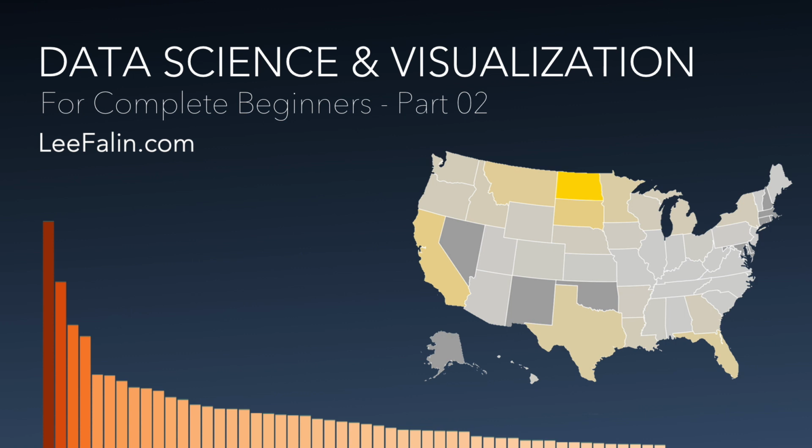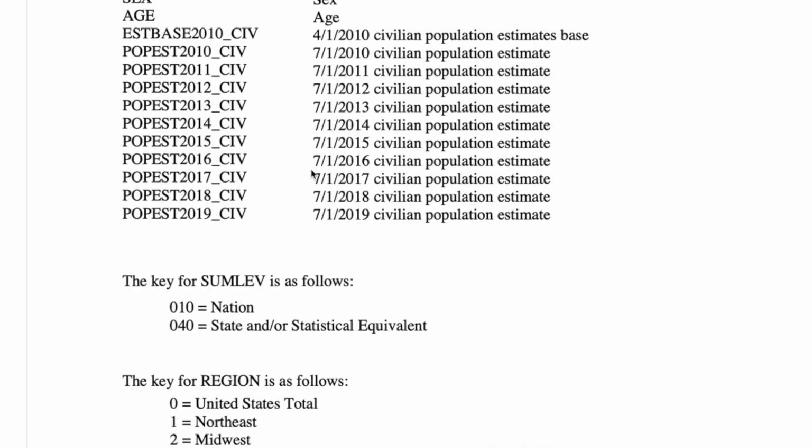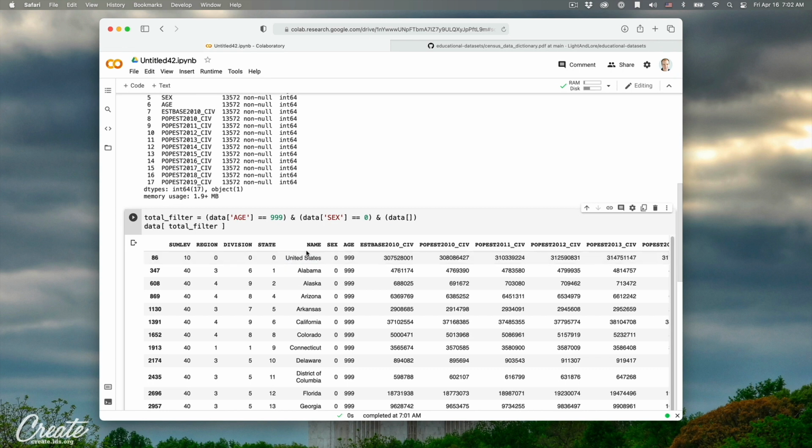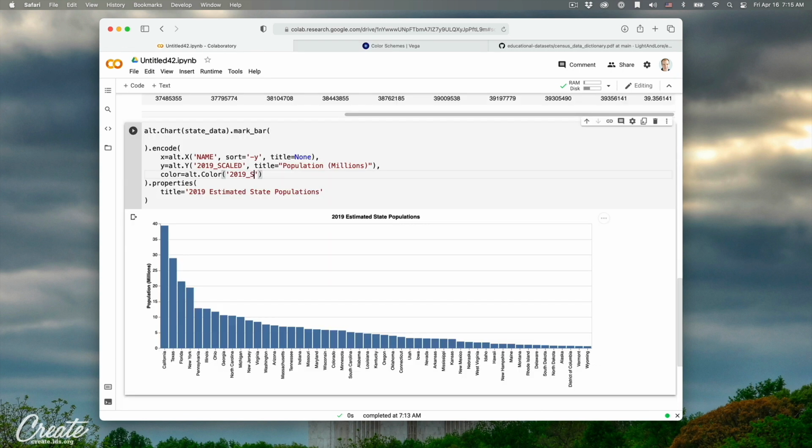In this video, we're going to use data from the US Census Bureau to help us learn some more advanced data pre-processing techniques with pandas, as well as some filtering. And we'll continue to use the Altair library to build some custom visualizations.